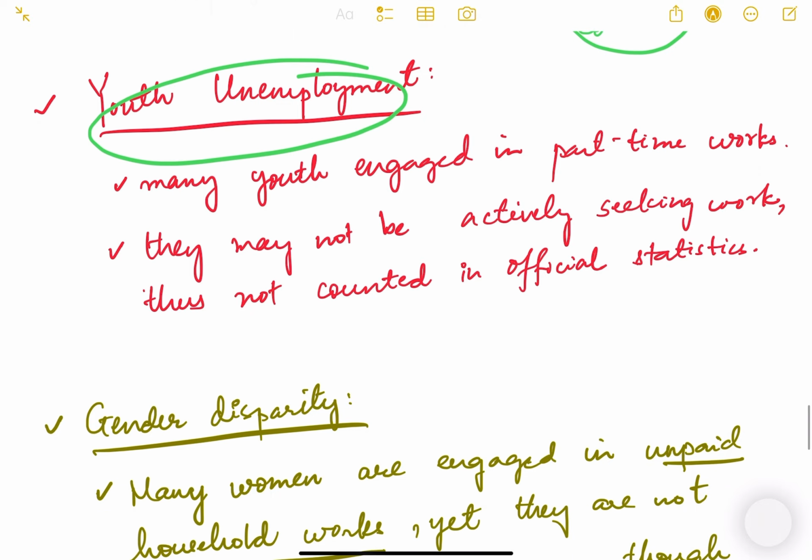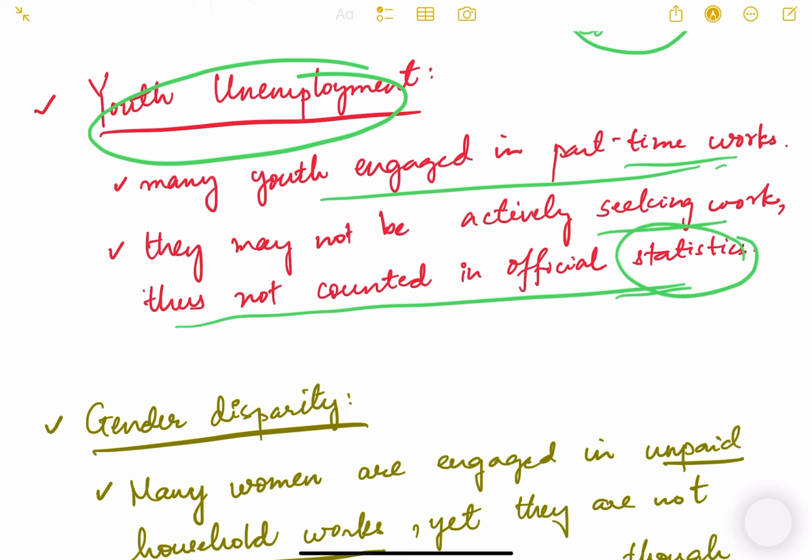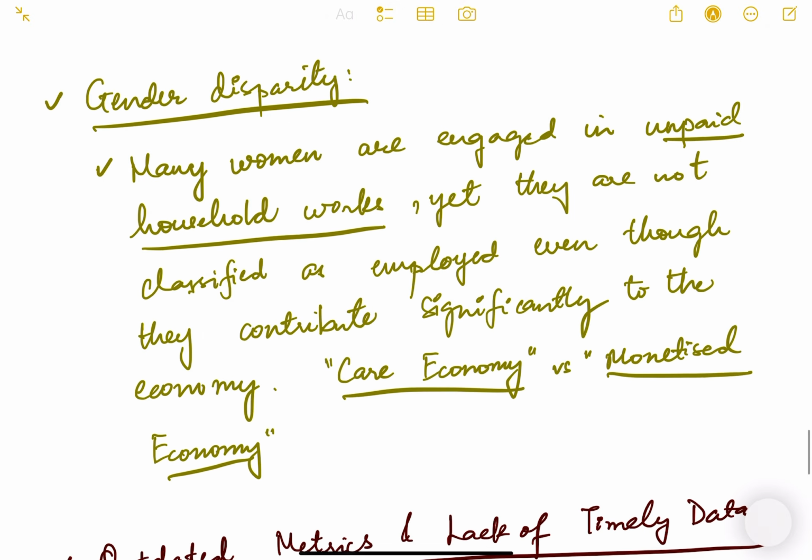The next is youth unemployment. Many youth engage in part-time works. Okay, they may not be actively seeking work, thus not counted in official statistics. So an example is basically people who are studying for competitive exams or for higher studies.